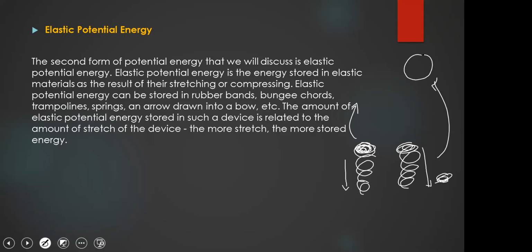So the elastic potential energy is energy that is stored in an elastic material, such as rubber bands, springs, trampolines, arrows, bungee cords, and so on. It depends on the amount of stretch. More stretch means more stored energy. Is it clear? Yes.